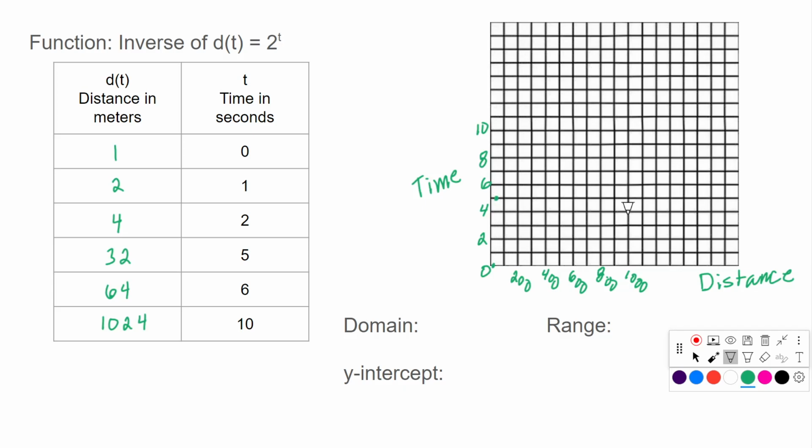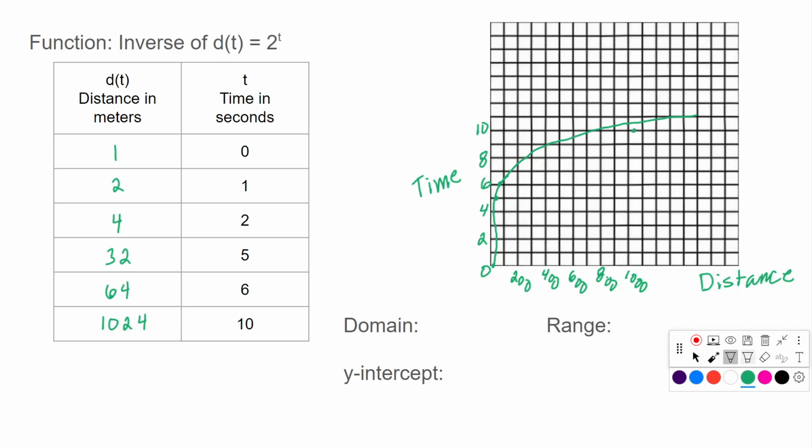At 6, we're at 64. At 10, we're at 1,024, so we're up here at 10. So I've switched my axes, which has changed things. My graph is still increasing, but it's a different kind of curve. It starts increasing quickly and then starts to slow down on my increase.